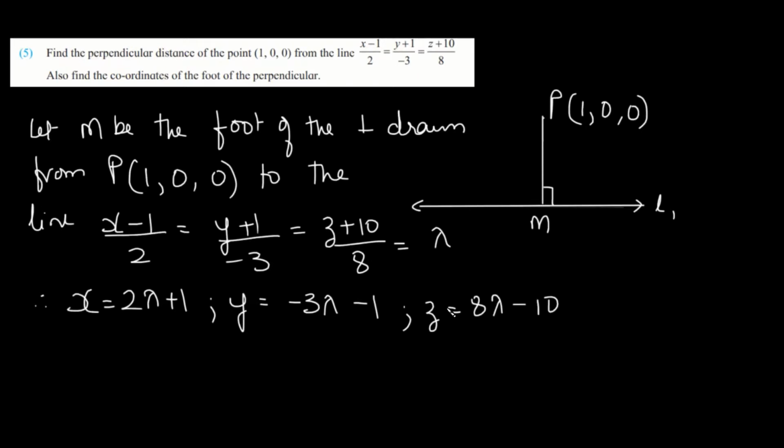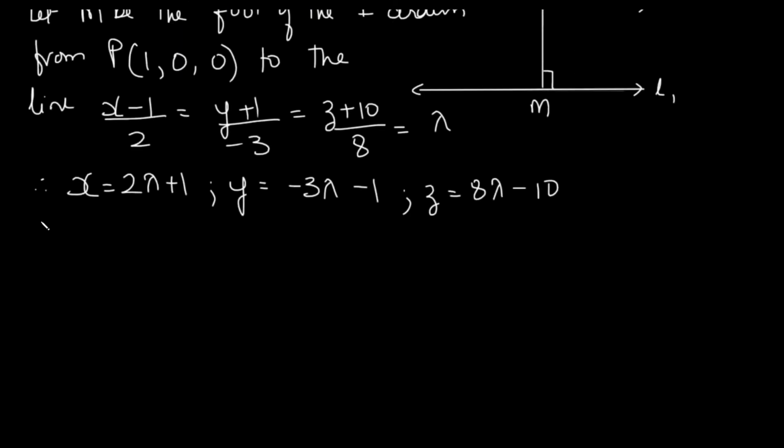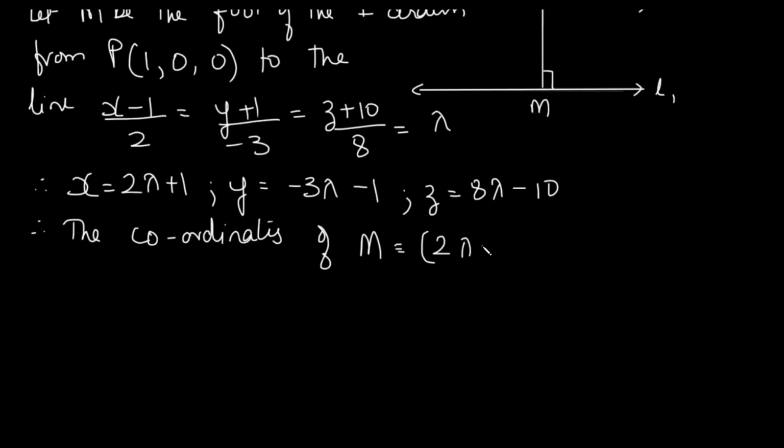So from this equation, we get the coordinates of any point on the line. Now, M is lying on the line. Therefore, the coordinates of M are also this only. So we write the coordinates of M as 2 lambda plus 1, minus 3 lambda minus 1, 8 lambda minus 10.